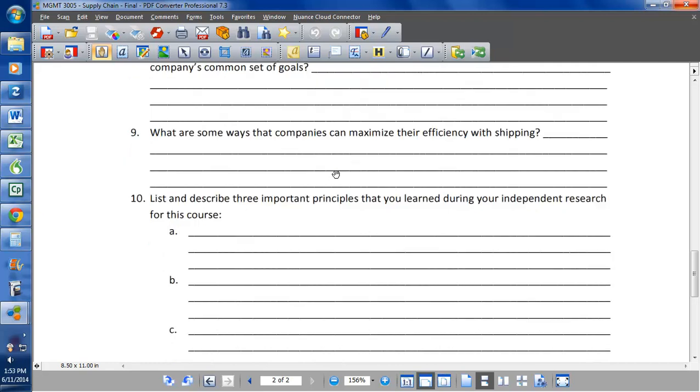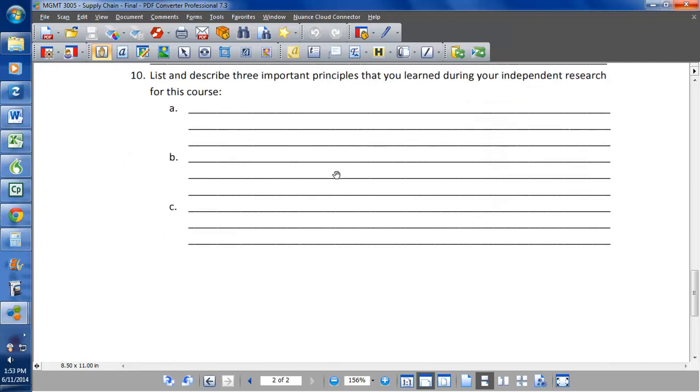Number 10, list and describe. Now this is obviously other than the shipping one that I just gave you. List and describe 3 important principles that you learned during your independent research for this course, right? So this is an independent study class. Half of the class is you taking the seeds of some of the ideas that I gave you in the lectures and then going on and doing your own research. So in question number 10, I want you to talk to me about what you learned. What were some things that you discovered in your own research that you think are important and relevant and interesting, right? Okay, so give me 3 of those.